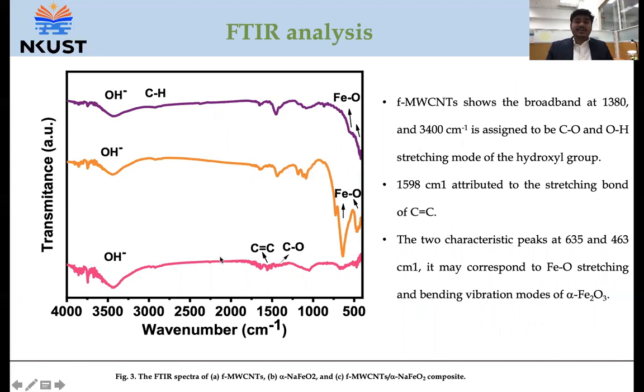Here we can see the functional groups: the band around 3,400 is assigned to the stretching vibration mode of the hydroxyl group, and the band around 1,500 is attributed to the stretching of the C=C bond. We can also see the iron-oxygen stretching vibration, which confirms the alpha iron oxide.